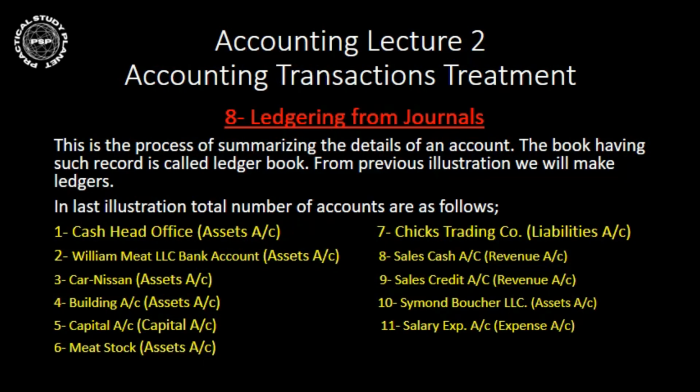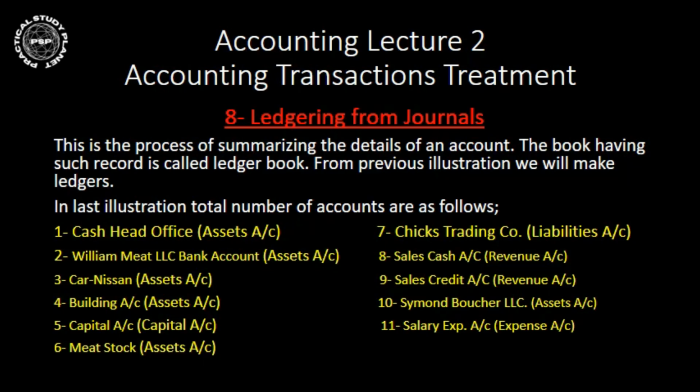If we study the journals we did previously deeply, we can see that the following 11 accounts are used to make the journal entries. So what are ledgers? This is the process of summarizing the details of an account. The book having such records is called the ledger book. From the previous illustration we will make ledgers.